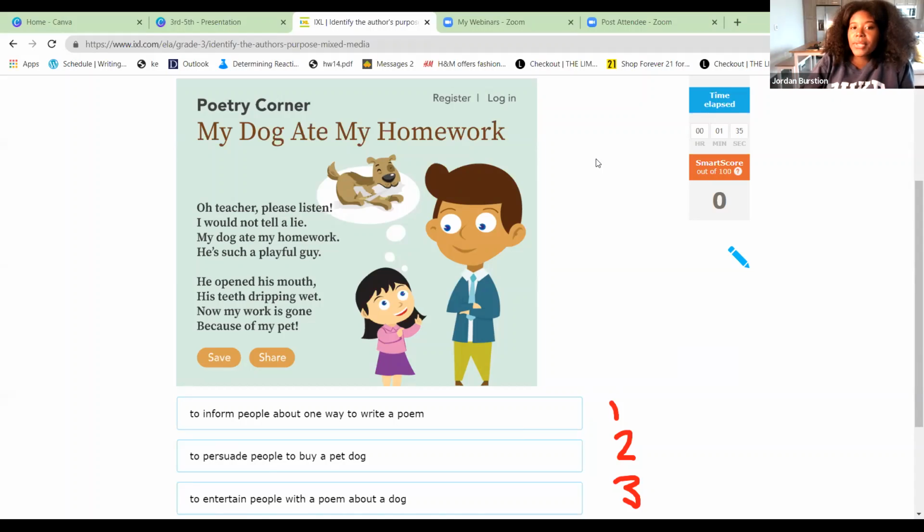So it says Poetry Corner. That's the name of the website. My Dog Ate My Homework. That's the name of the poem.